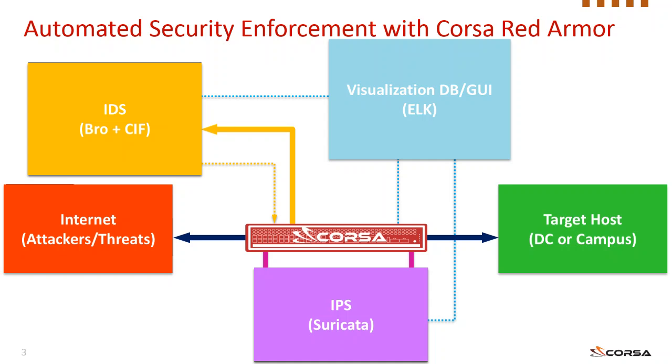Connected to the Red Armor is an IDS, in this case Bro, that receives a copy of all IP traffic passing through the wire. The IDS has a control path that enables it to install rules in the Red Armor to block threats. We'll be using that control path in this video. Also, there is a virtual machine for gathering and presenting data using the Elastic Stack toolset. This gives us a window into what's going on in the network.